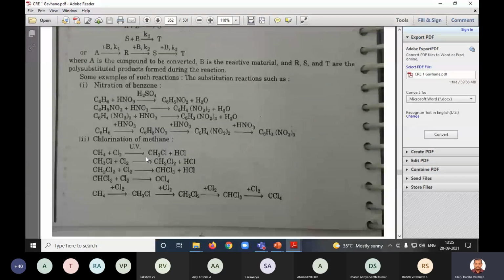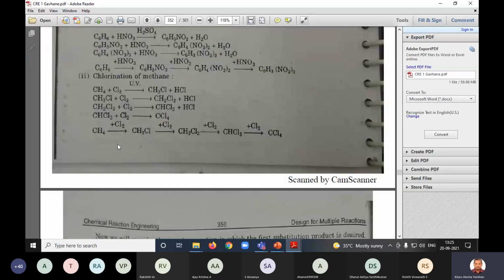Not only that, there is one more reaction, chlorination of methane. Methane reacts with chlorine in the presence of UV light to give you CH3Cl and HCl. Then it undergoes chlorination to give you carbon tetrachloride, CCl4. This is one more example. So some 2 marks questions can be asked.